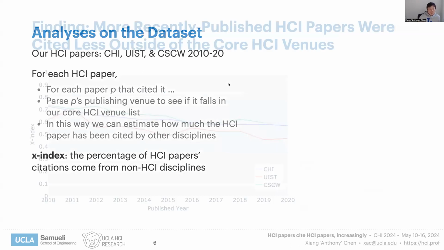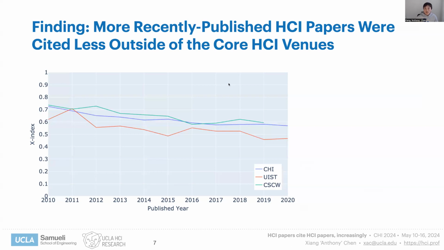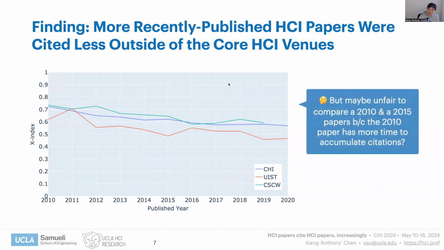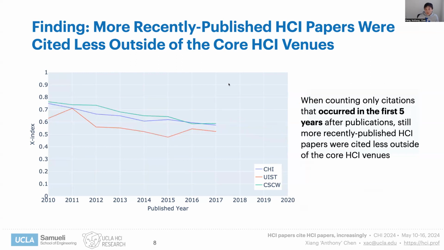So what did we find? First, we found that more recently published HCI papers were cited less outside of the core HCI venues. Looking at these trends, you might question, well, maybe it's not fair to compare a 2010 and a 2015 paper, because the 2010 paper has more time to accumulate citations, and the 2015 paper simply doesn't have enough time to reach other disciplines.